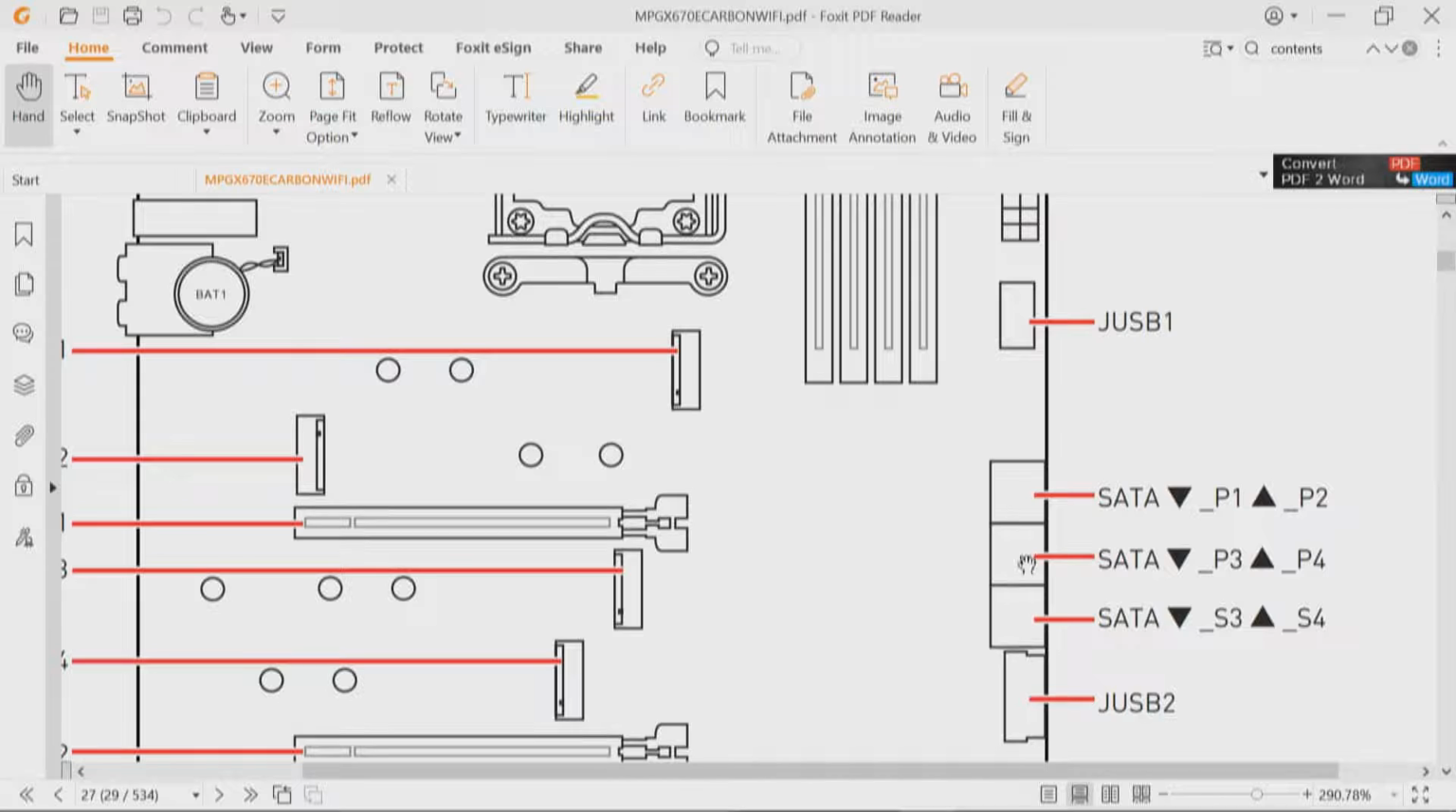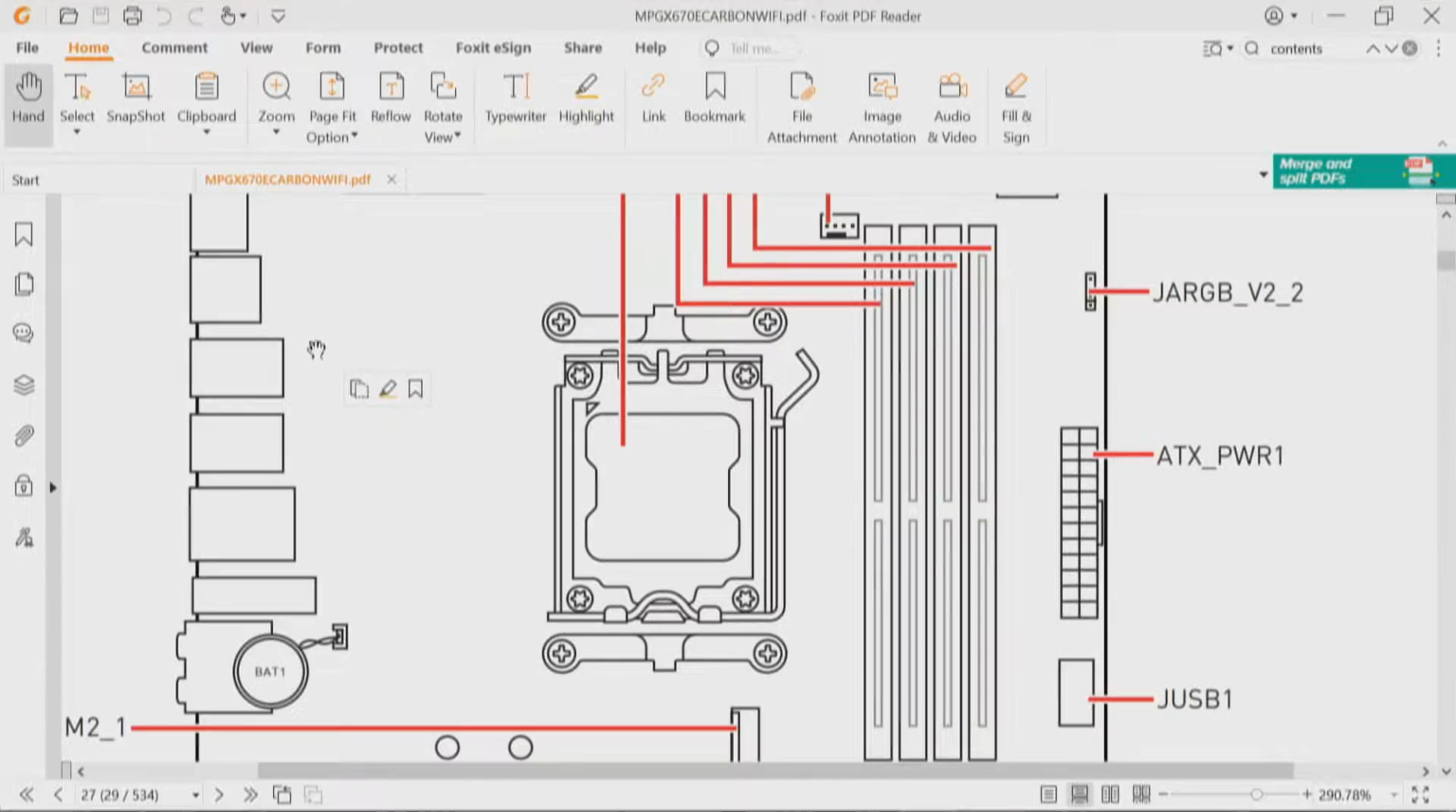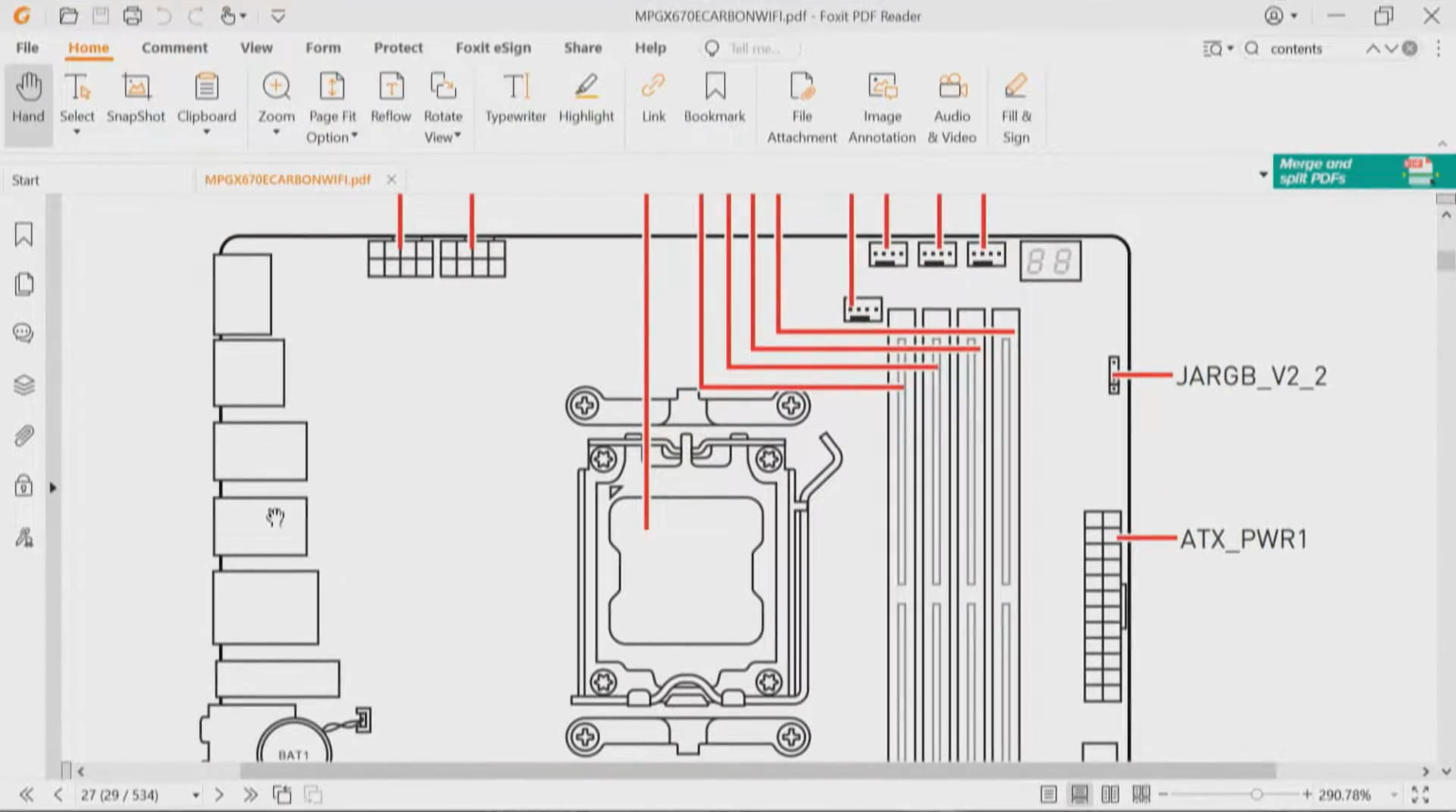And over here on the right also we have our 6 SATA ports, P1, P2, P3, P4, and then S3, S4. So 4 of these, to reiterate, are on one chipset and 2 are on the secondary chipset. And then there is a USB 3 connection. And there's nothing significant that shows on the I/O panel over here on the left. So we'll have to look at the I/O panel itself.